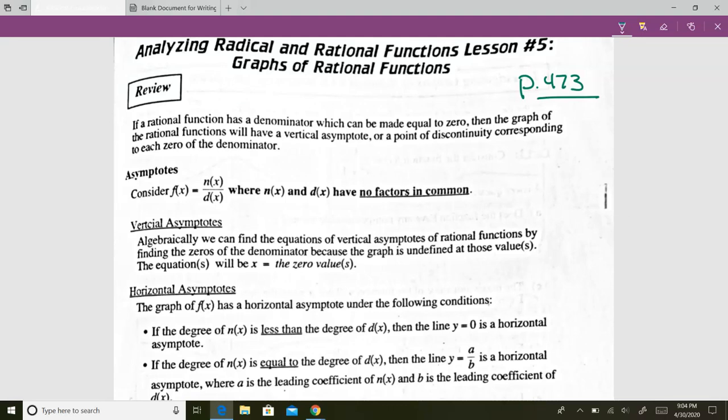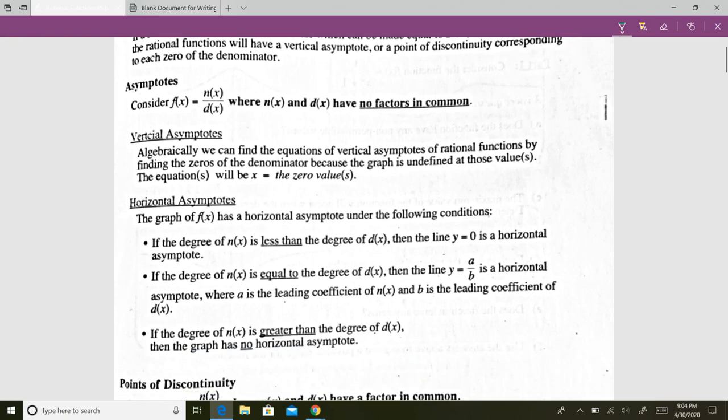All right, everybody. It's the last lesson of the unit. This is where we kind of put everything together, okay? And we graph functions that have vertical asymptotes, horizontal asymptotes, points of discontinuity. Okay, so just a quick reminder, vertical asymptotes are what make the denominator 0.